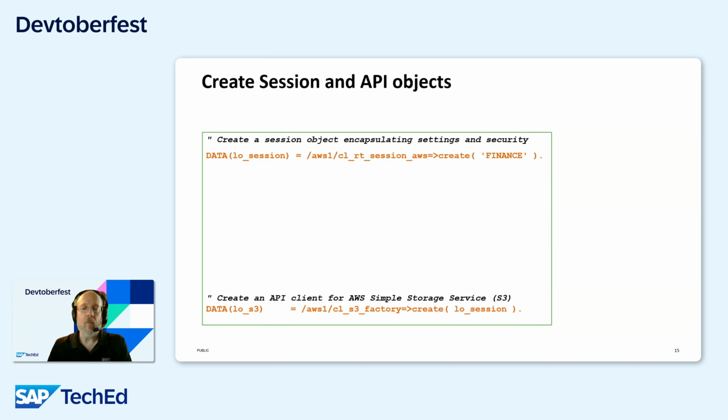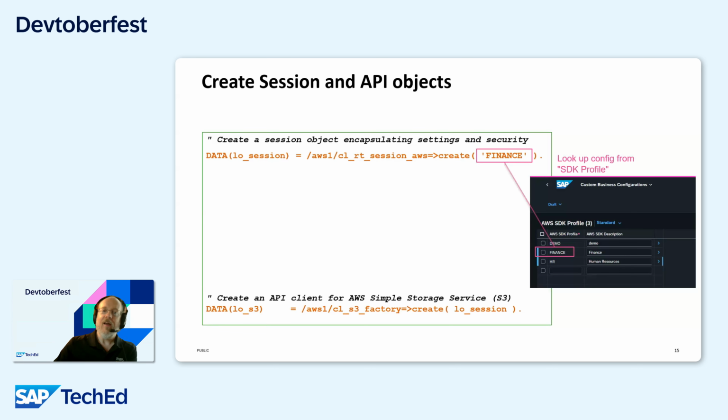And to start with, any ABAP program that is consuming AWS services using our SDK is going to create a session object which links to configuration in the IMG in classic ABAP or in the business configuration of a BTP ABAP system using what we call an SDK profile. So if you've ever configured an ABAP system using profiles that kind of group configuration together, you already know exactly how this kind of thing works.